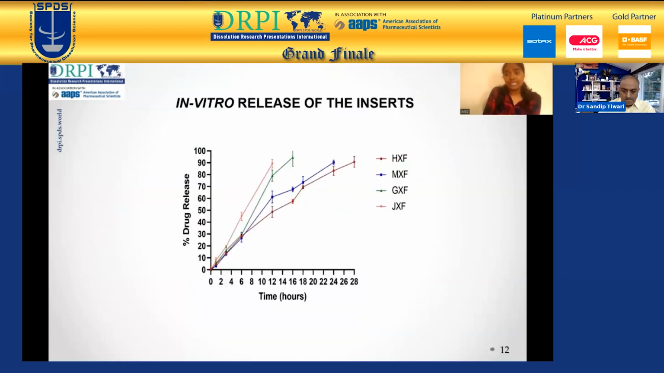This is the in vitro release profile of the inserts, and here we could see that the MXF grade of HPC, that is around 850,000 Daltons, was able to give a sustained release of the drug for a period of 24 hours. And also the developed dissolution method was able to differentiate between the release profiles of various other molecular weights, thus proving the discriminatory power of the dissolution method that has been developed.